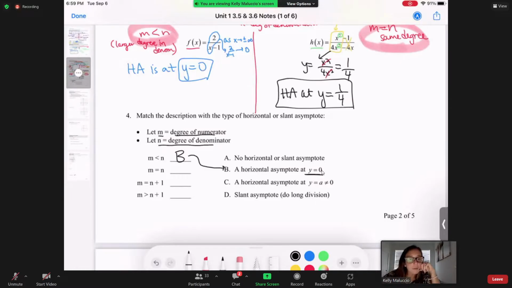If m equals n, this is where you take the coefficients. Horizontal asymptote at y equals a, and it's non-zero. So this is where you just take those leading coefficients. So this is going to be c. Now, m equals n plus 1 is what we were just talking about, and this is the slant asymptote.